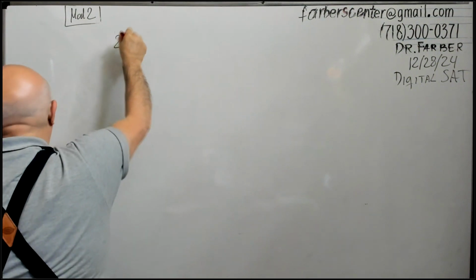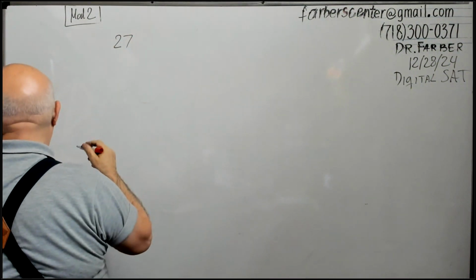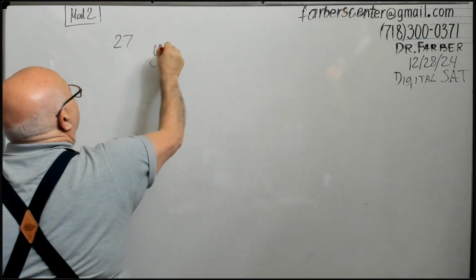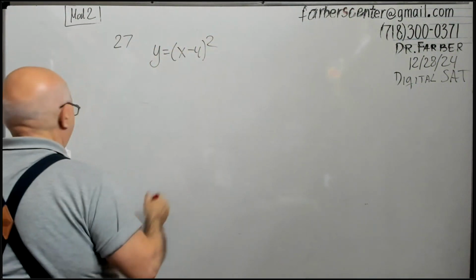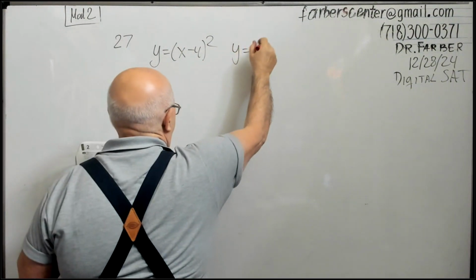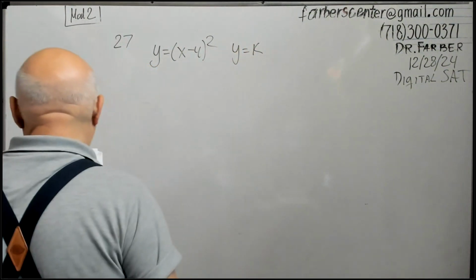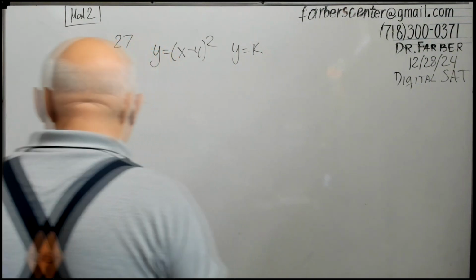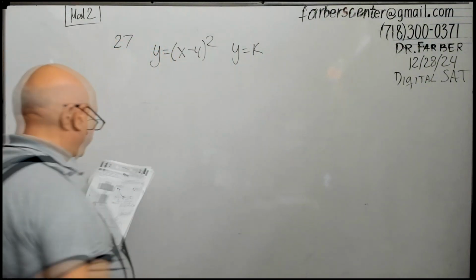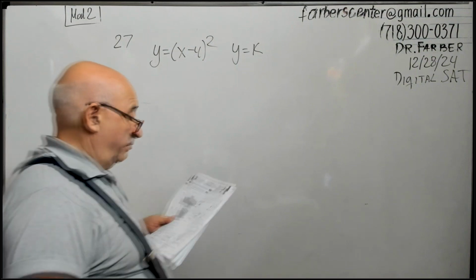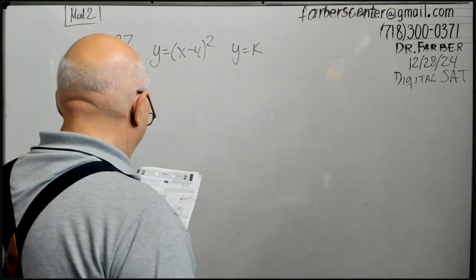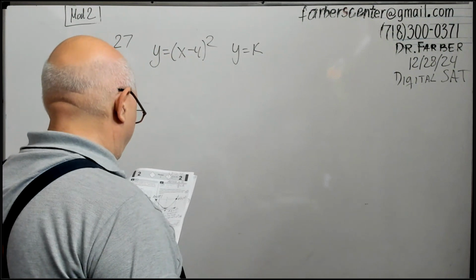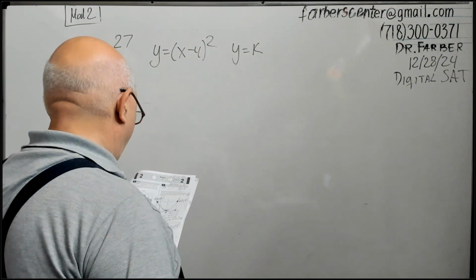27. You have y equals x minus 4 to the second, and y equals k. K is a constant. If these 2 points of intersection, distance between these 2 points is 12. What's the value of k?